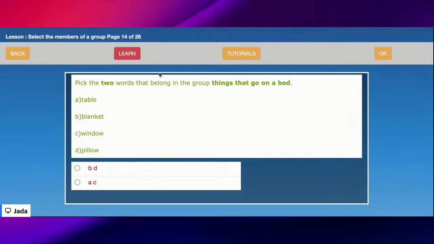So this one, two words that belong in the group things that go on a bed. So which of these could go on the bed? Which of these could go on the bed? So the blanket and then the pillow.